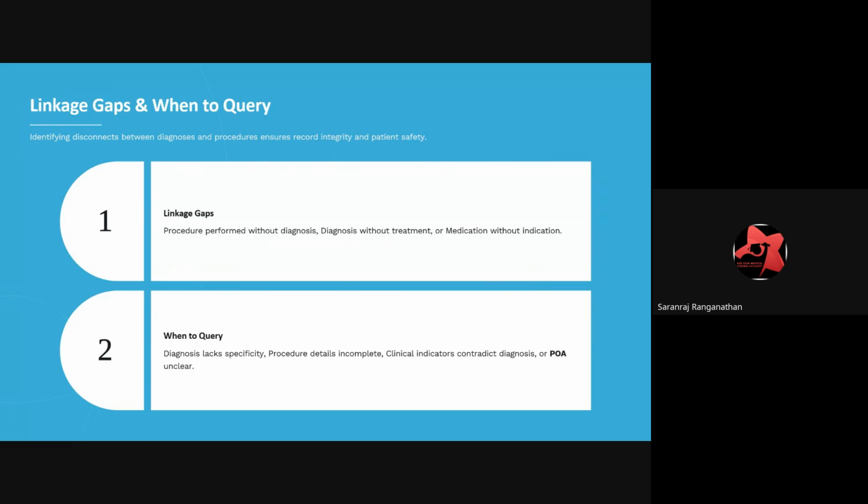So the next thing is when to query. As we discussed earlier, if we lack the proper diagnosis and there is no clear documentation, or there are no proper indicators in the documentation, or the documentation is completely incomplete, that is a situation where I need to go back and query the physician. When I query the physician, I need to be very careful. We'll see some more examples so that we have a clear understanding of what the diagnosis documentation gaps are, how they can be cleared, what the linkage gaps are, and what queries we have to do.